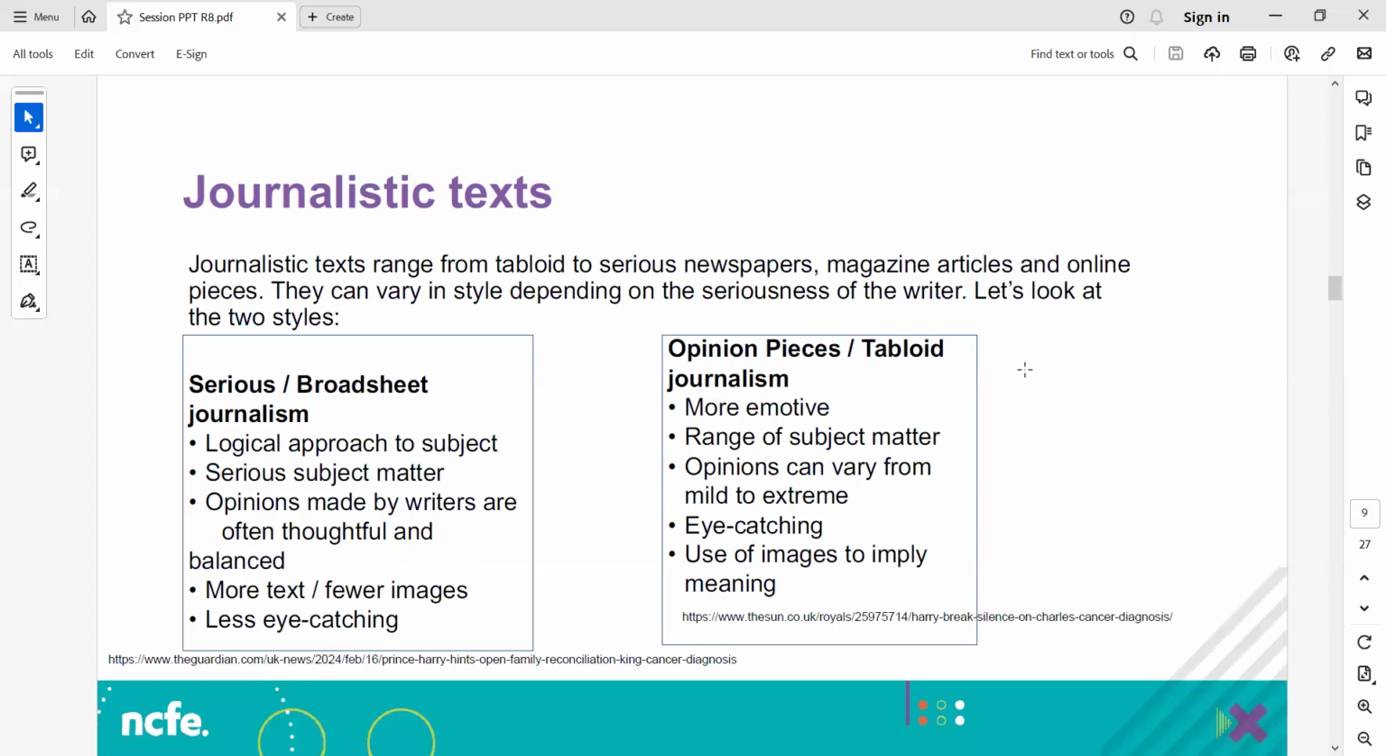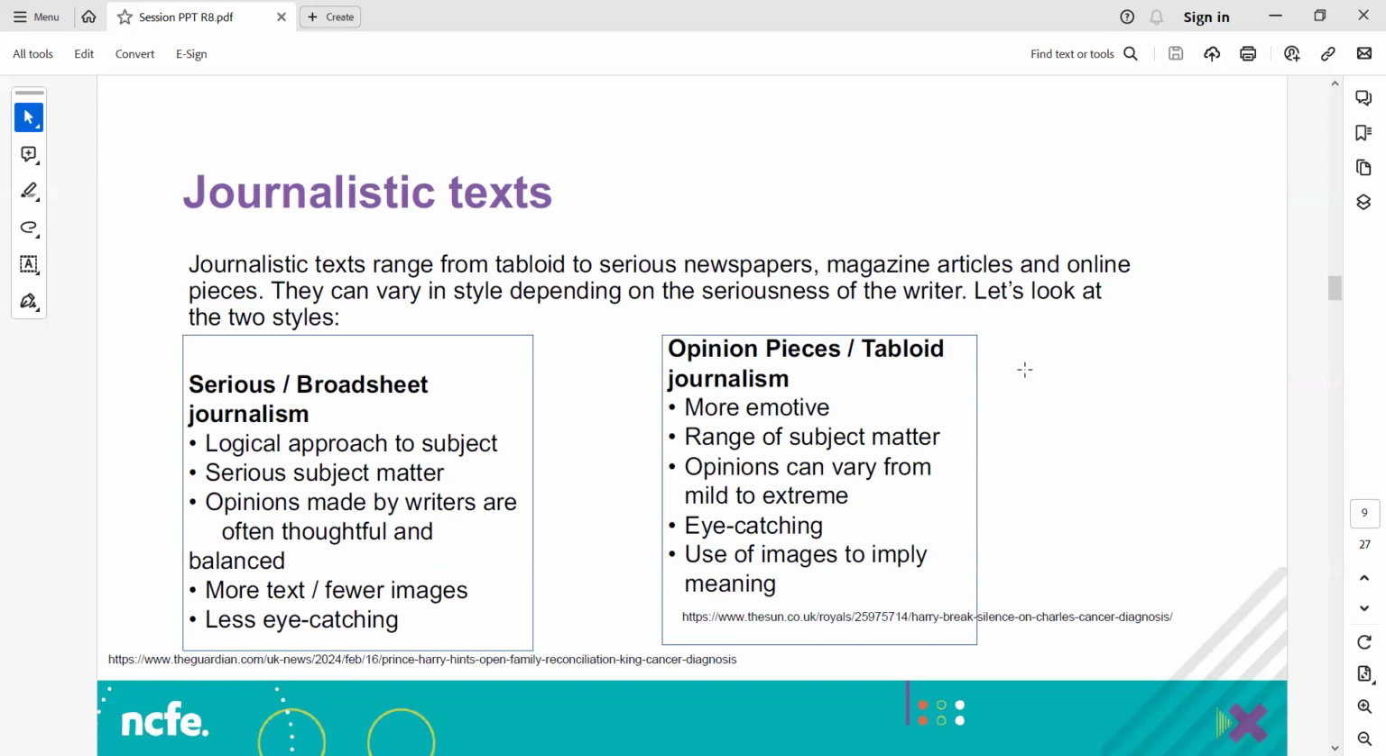Some of those are smaller print versions now, but in the past, like the Financial Times, it was a big fold-out newspaper. All of those serious newspapers were large like that. They'd fold out and they were big physical newspapers, which is why they're known as broadsheets. And then the other types of newspapers or magazines are tabloid journalism. So things like The Sun, The Mirror, The Express, and so on.